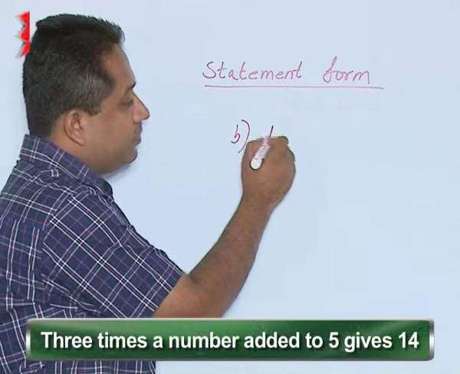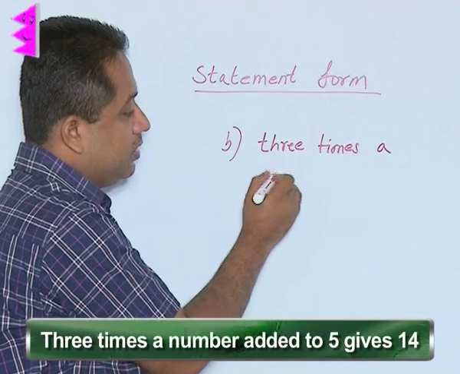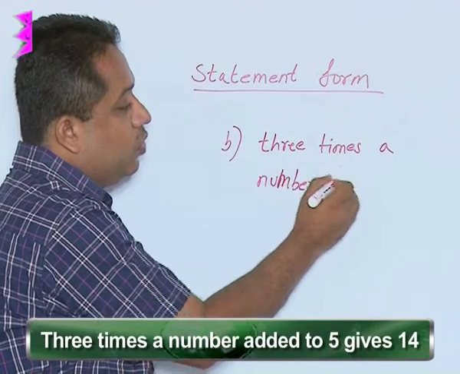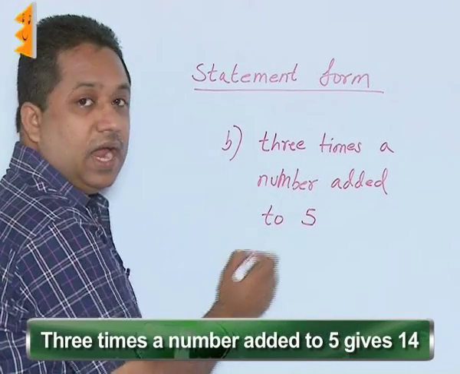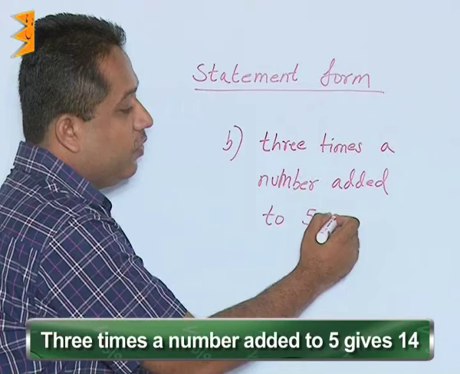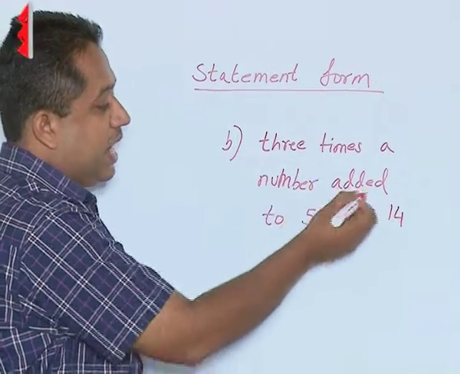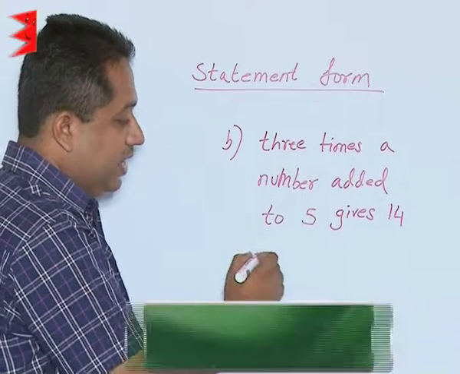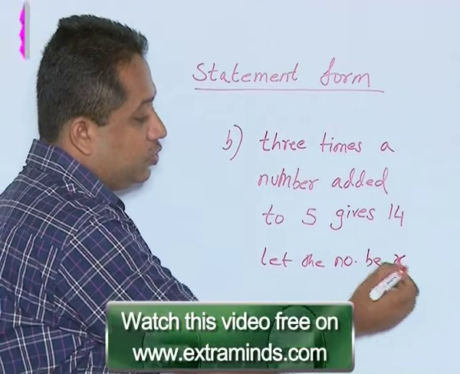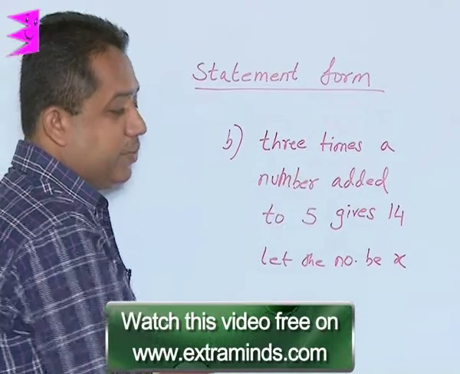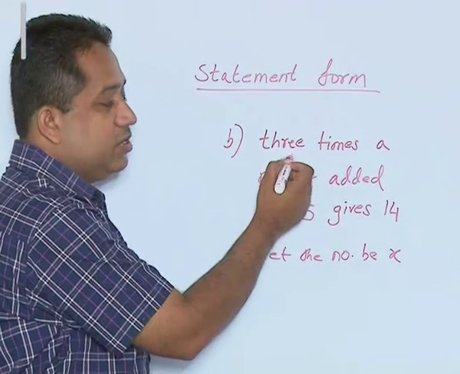Let us say 3 times a number added to 5 gives 14. Now, this is a statement, 3 times a number added to 5 gives 14. So, we can say again, let the number be x. So, what is the question saying? The question is saying 3 times a number. So, 3 times means you are multiplying this number with 3. It is not 3 added to the number.